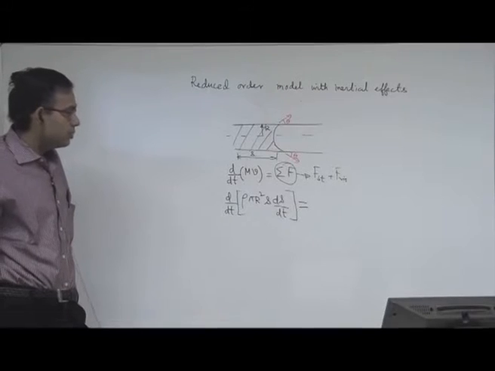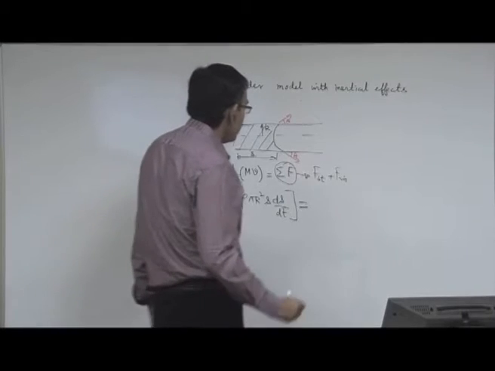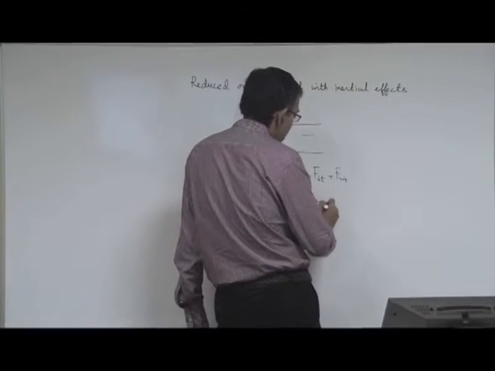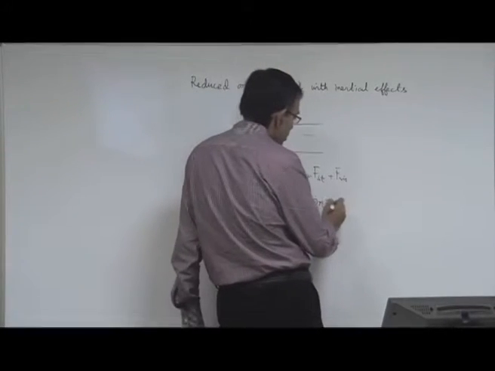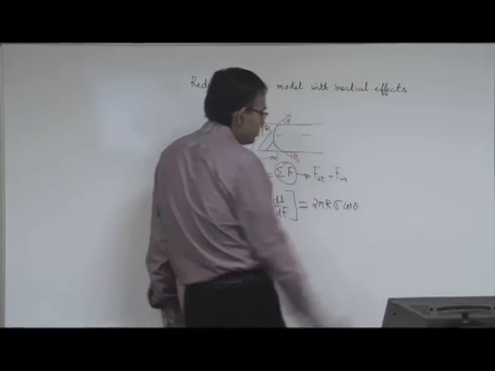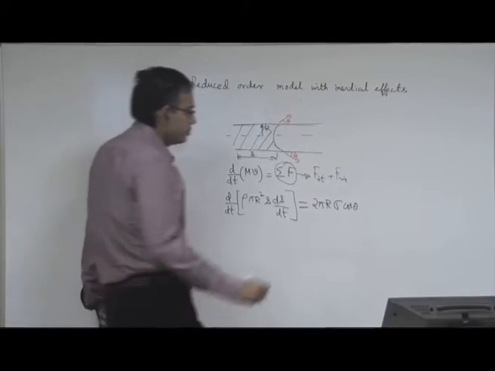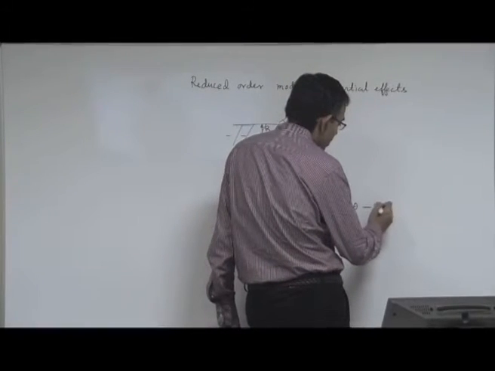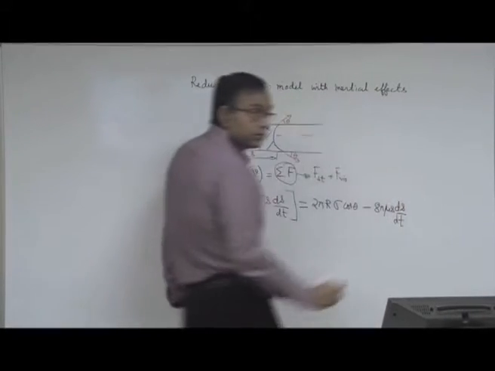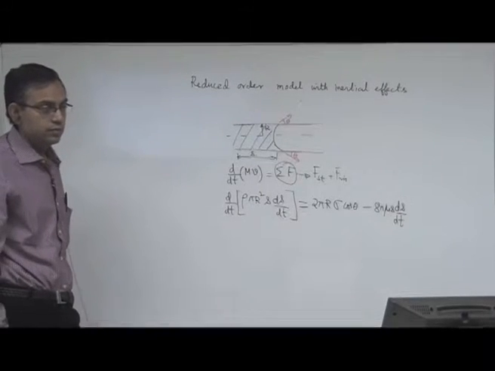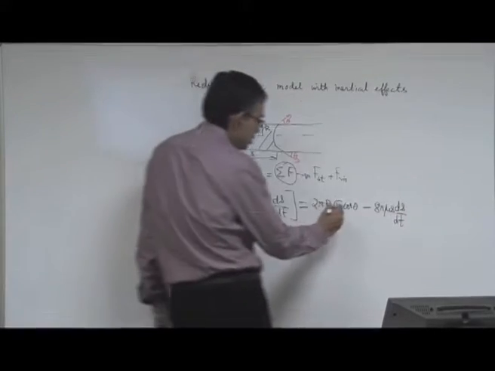Is equal to F surface tension. So, F surface tension is 2 pi r into sigma cos theta, and what is the viscous force? Minus 8 pi mu S ds dt, right. This sigma is sigma LV.